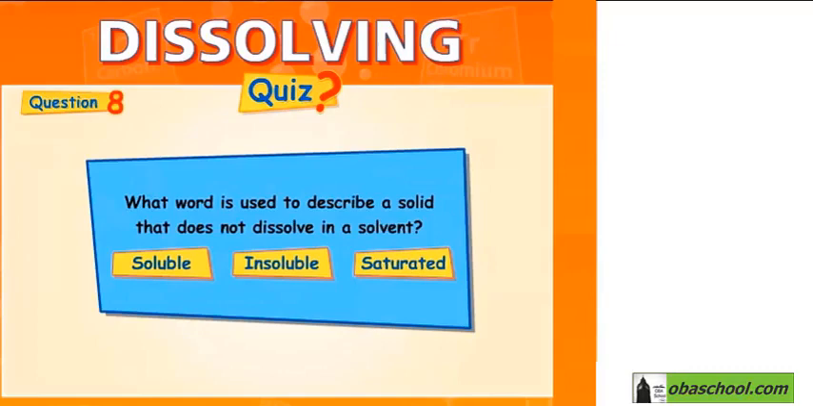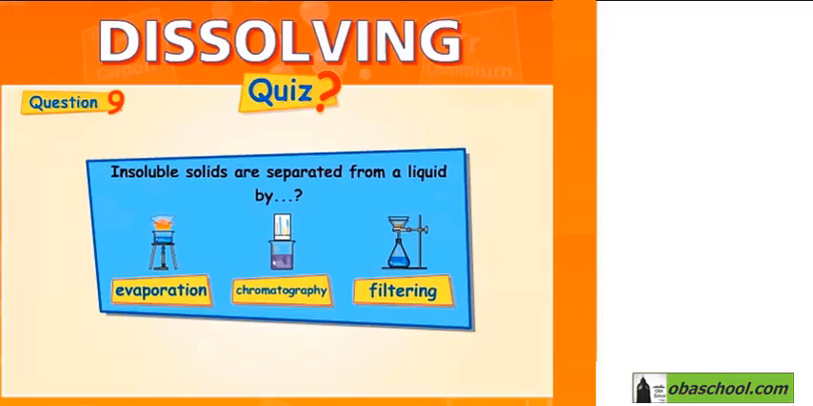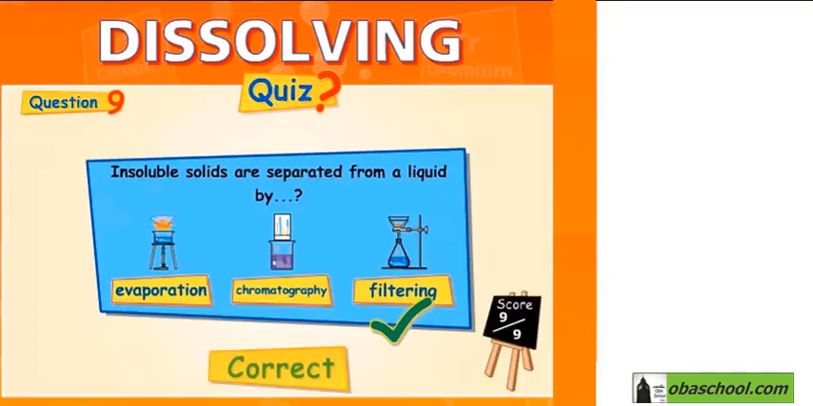What word is used to describe a solid that does not dissolve in a solvent? We call the solid insoluble because it cannot dissolve in the solvent. Insoluble solids are separated from a liquid by evaporation, chromatography, or filtering. The correct answer is filtering.